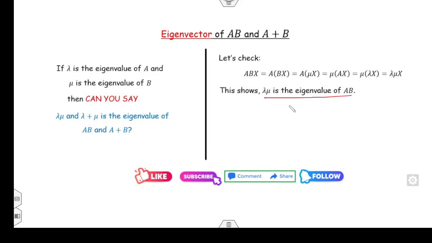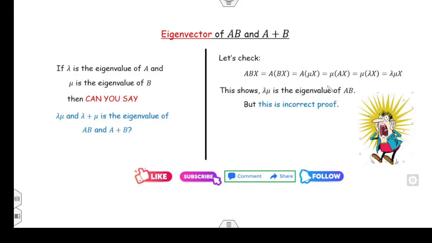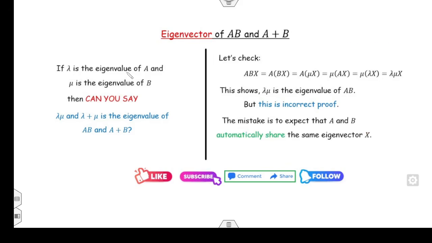But remember students, this proof is incorrect. This proof is incorrect. Can you think about why it happens so? The reason is, in this case, I assumed x is the eigenvector of both A and B, but that is not always true. The mistake is because we assumed A and B have the same eigenvector x, but that is not always true.